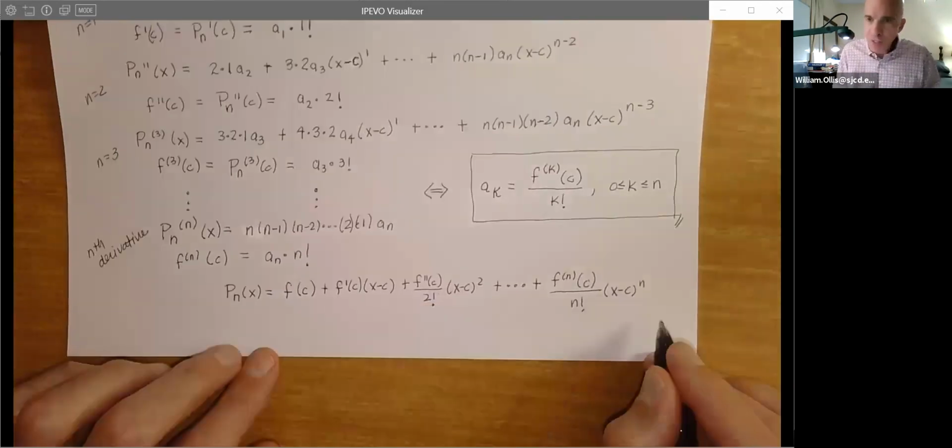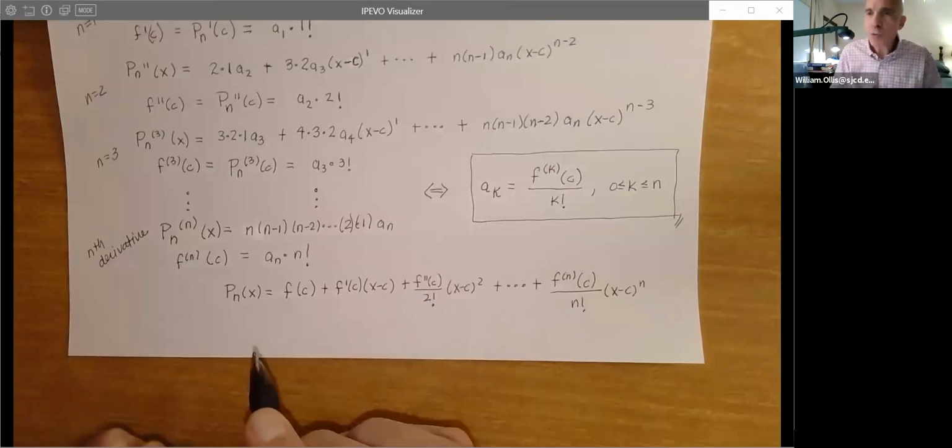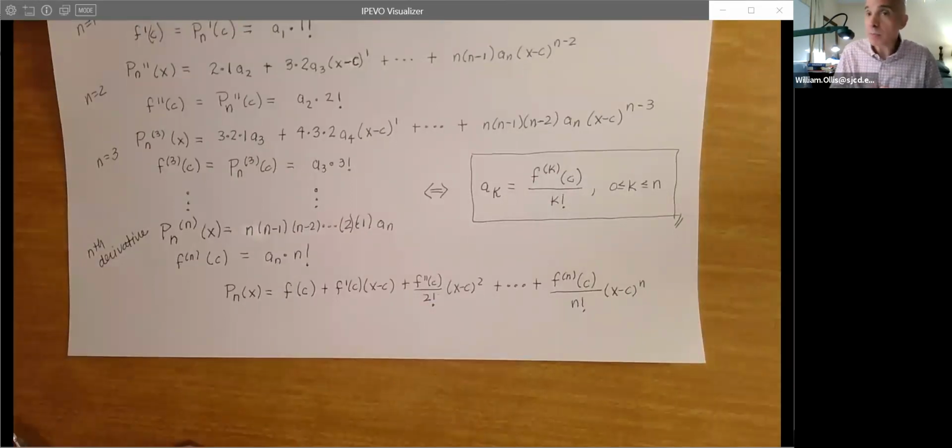Now, that's the Taylor polynomial. And I like the way Dr. Larson mentions this. It's like, okay, so what? Well, that's good. So is it any good?